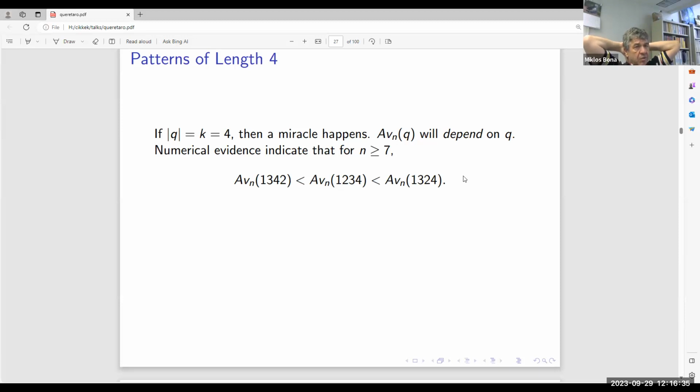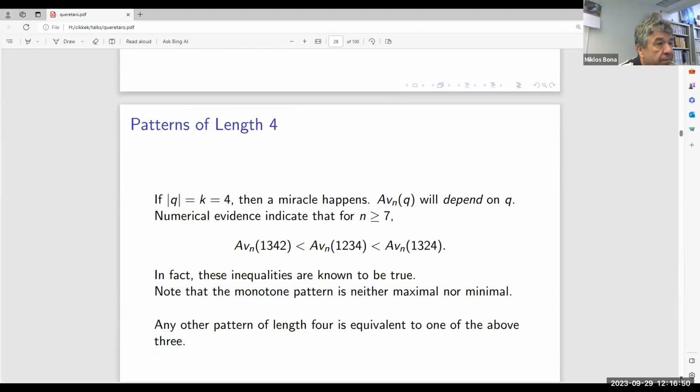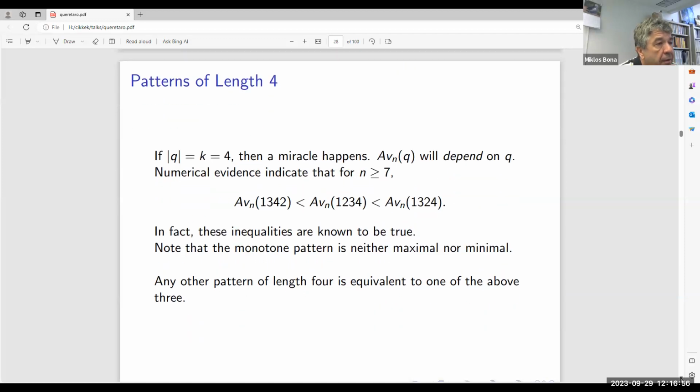And that's rather unusual, right? Unexpected, because the monotone pattern is so special. So you would think that it's either very easy or very hard to avoid. It's extreme in many ways, but not here. Any other pattern of length 4 is equivalent to one of the above 3.